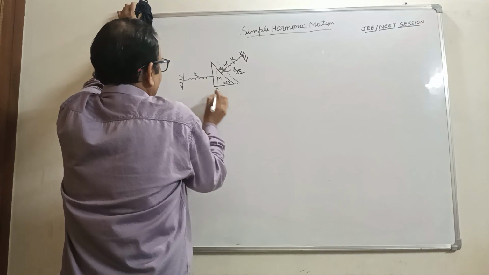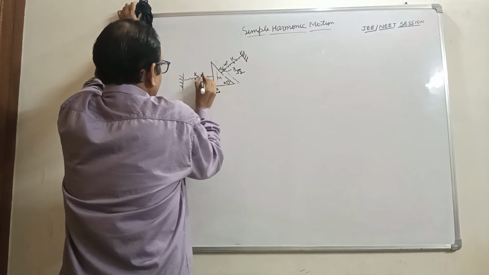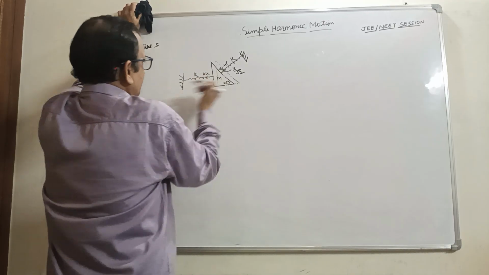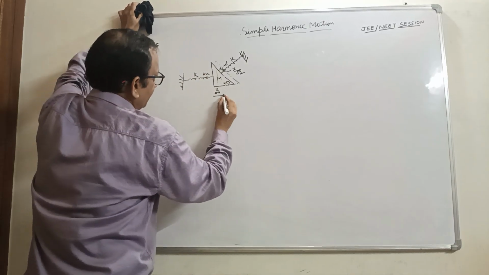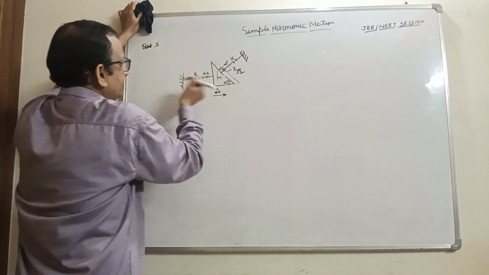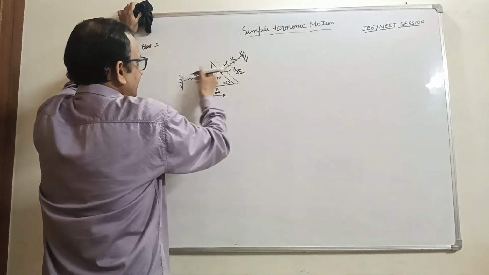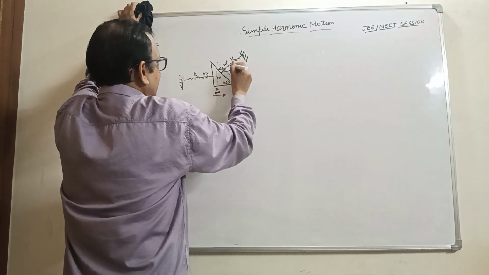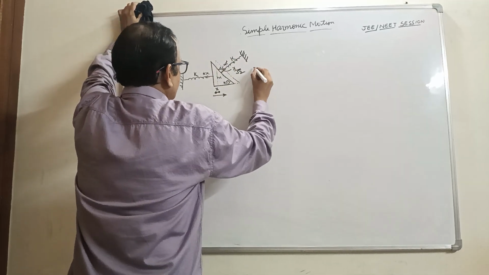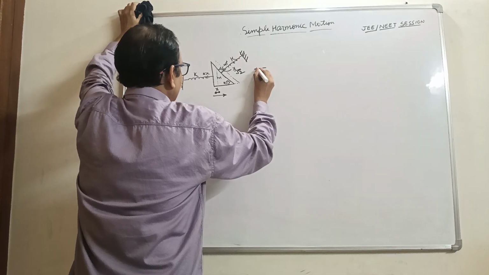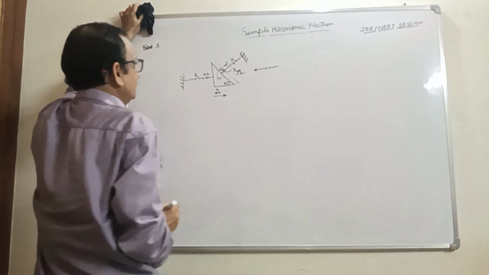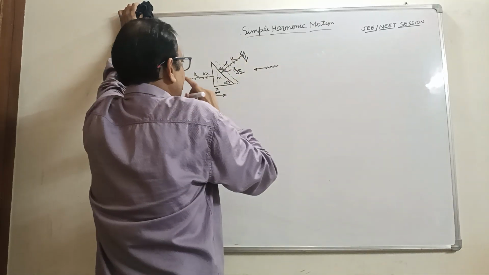this direction, then the spring force would be in this direction. We have displaced in this direction, so force would be in this direction. So we have to calculate the force in this direction by this spring. So this is the free body diagram for this spring.